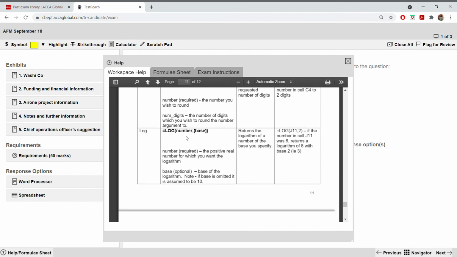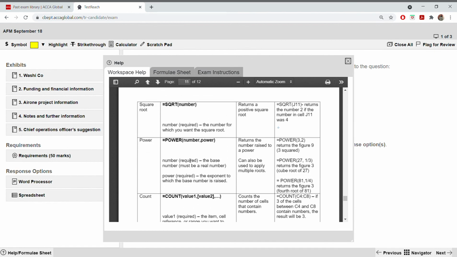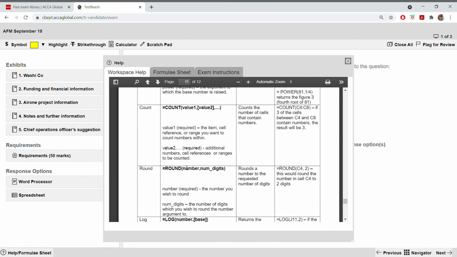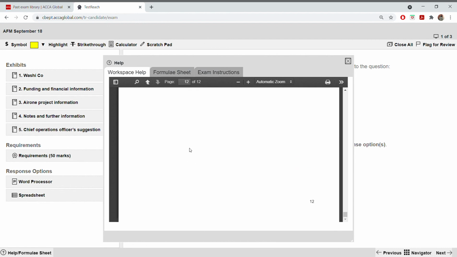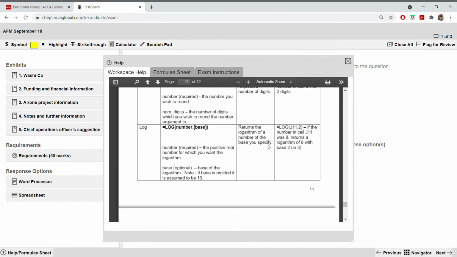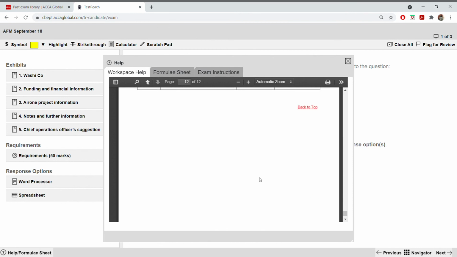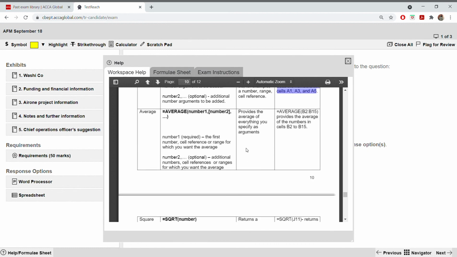Normally, some functions we always use: sum, round, or average might be at times, right? Net present value, yes. Round and all those things are normal common functions, but for AFM, net present value, IRR and MIRR, these three functions are very common.